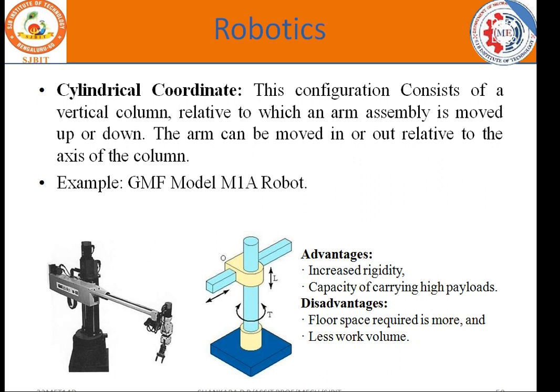If you take a cylindrical coordinate robot, the configuration consists of a vertical column relative to which an arm assembly is moved up or down. The arm can be moved in or out relative to the axis of the column. So this is the EME robot. Advantages are increased rigidity and the capacity to carry high payloads. Disadvantages are that more floor space is required and there is less work volume.